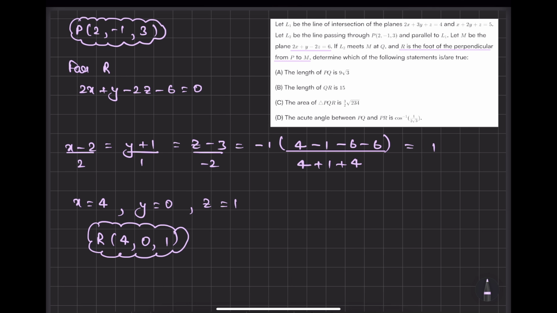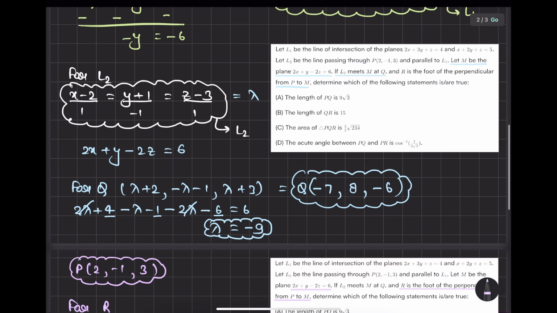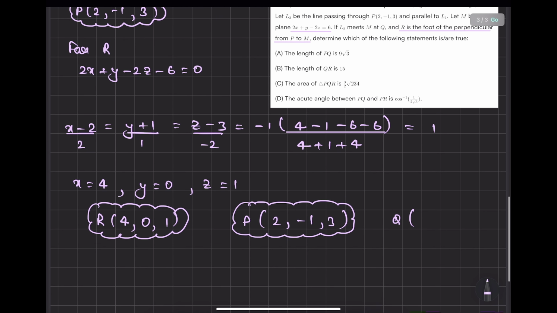Okay, then determine the following. Great. So we got R, we got P, (2, -1, 3). Let's write down the points over here so that we can solve this. And then we have Q. Q we have already solved, (-7, 8, 6). So we got our Q. Let's crack the questions one by one.